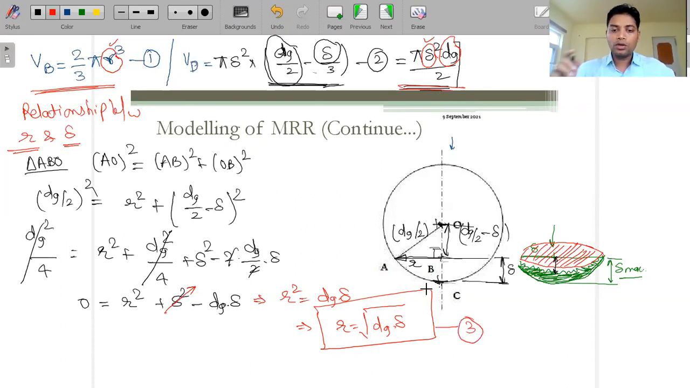So what we have to do now is, since r is here, either we can convert this complete VB in terms of delta, or we can put the delta value over here in terms of r. But please listen, as I said in the beginning, we are considering the volume that is removed when we consider one abrasive particle. If there are different types of particles, they have different diameters, but the impingement velocity is the same and the force is the same.